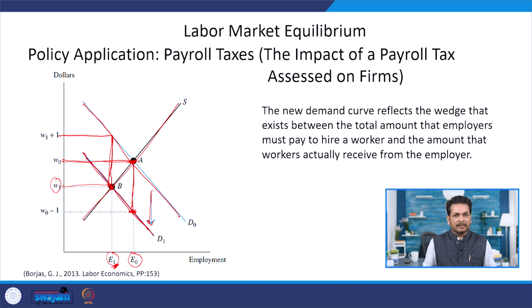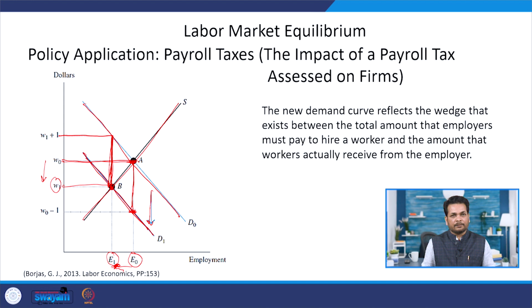Now, the wage rate which the workers actually receive has declined from W0 to W1. The actual employment in the economy has declined from E0 to E1, but to hire this E1 amount of labor, the actual cost borne by the firm is W1 plus 1. So, this is the amount of $1 of tax on each worker hired by the firm.